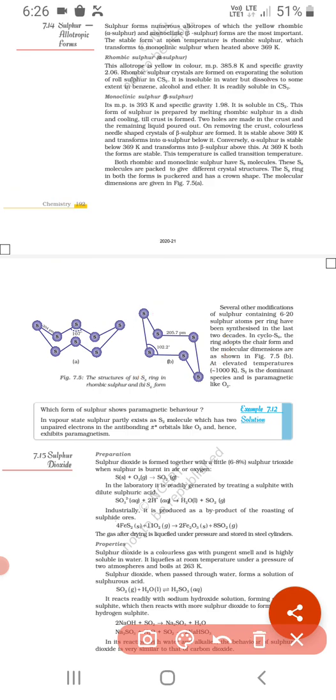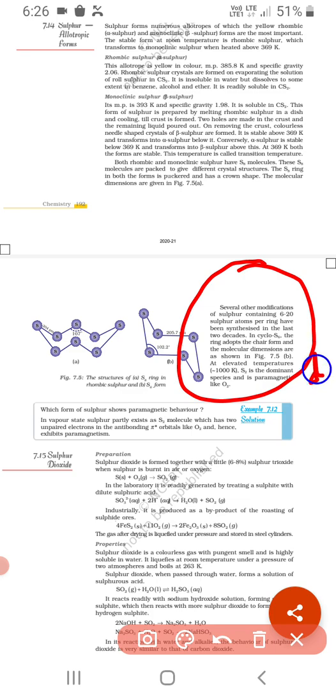The next form of sulfur is S2. It is obtained when the temperature is 1000 Kelvin. At that situation, sulfur is existing in a vaporized form. And the structure is paramagnetic like the O2 molecule. It's a very important question. Which form of sulfur is existing as paramagnetic in nature? The answer is S2. And explanation.